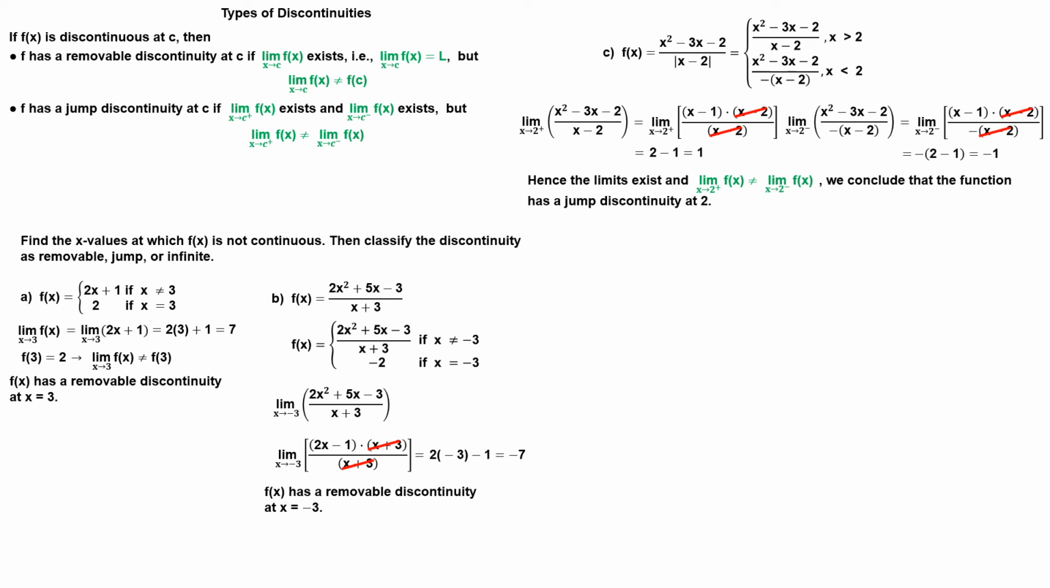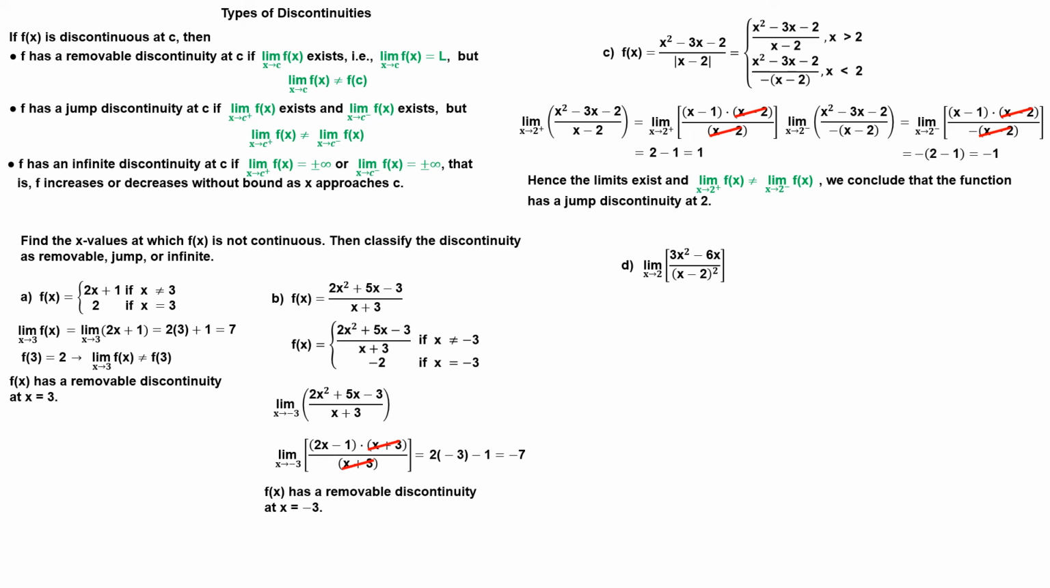Let's define infinite discontinuity. F has an infinite discontinuity at c if the limit of f as x approaches c for values of x greater than c is infinity, or the limit of f as x approaches c for values of x less than c is infinity. That is, f increases or decreases without bound as x approaches c.